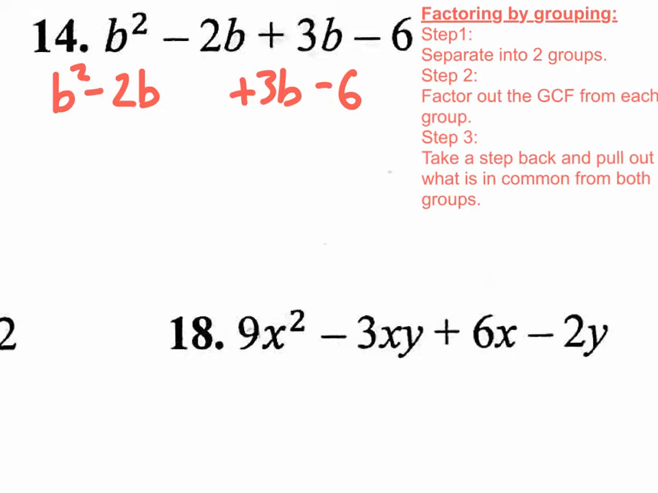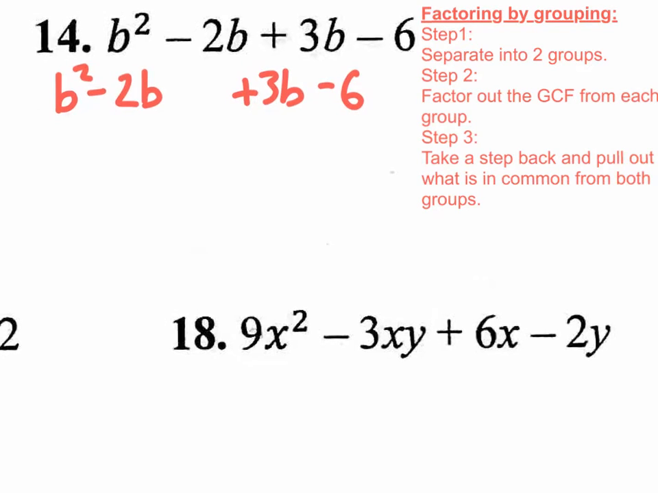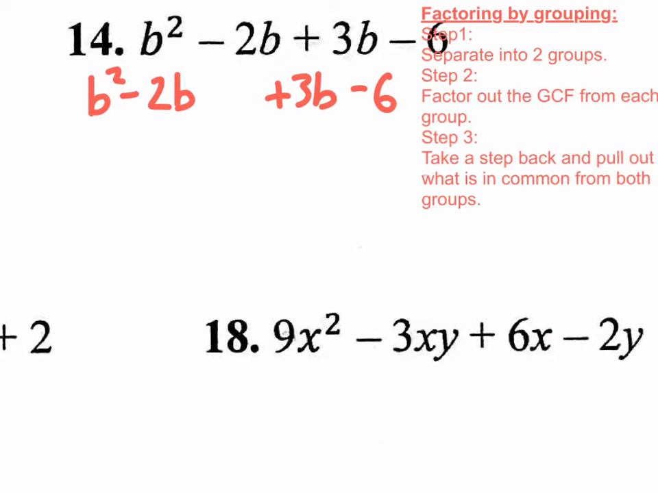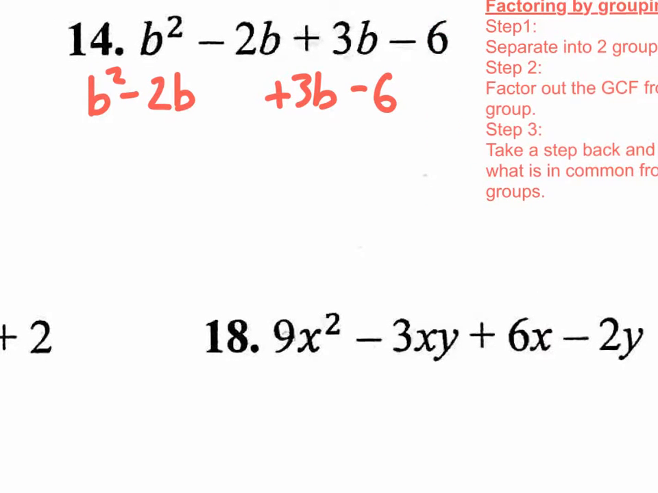Now, step 2, if you read right here on step 2, it says factor out the GCF from each group. So let's take a look at the first group. Is there anything in common with the first term and the second term on the first group? What could I pull out of there? I could pull out a B, right? So check this out. I am going to pull out a B, and when I pull out that B, what's going to be left in there? B minus 2. Perfect.